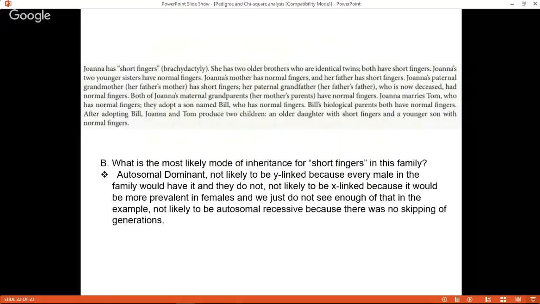What is the most likely mode of inheritance for short fingers in this family? The mode of inheritance would be autosomal dominant. It's not likely that it would be Y-linked because every male in the family would have had the gene and they did not. It's not likely that it'd be X-linked because it would be more prevalent in the females. And it's not autosomal recessive because they didn't skip generations. There was a gene found in each generation, so it couldn't be autosomal recessive. So autosomal dominant is the mode of inheritance that we got from that.